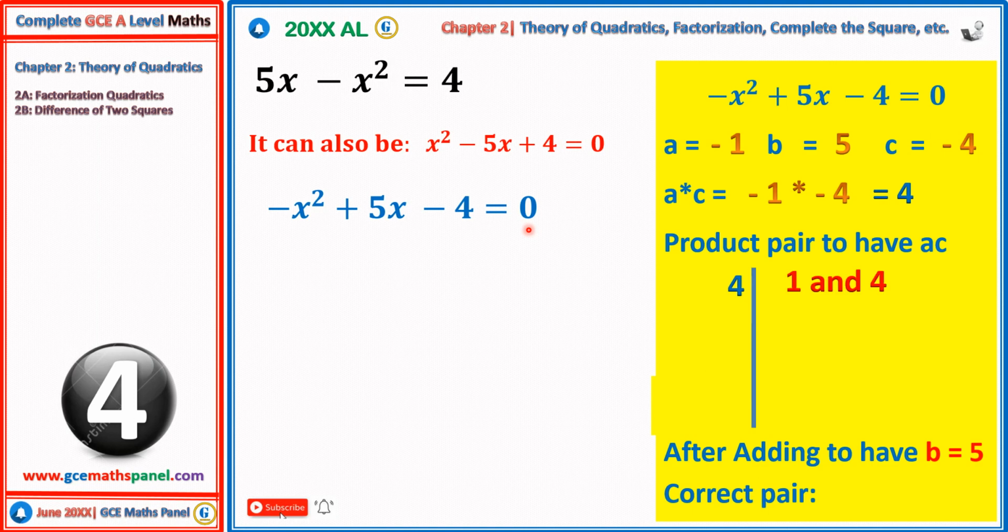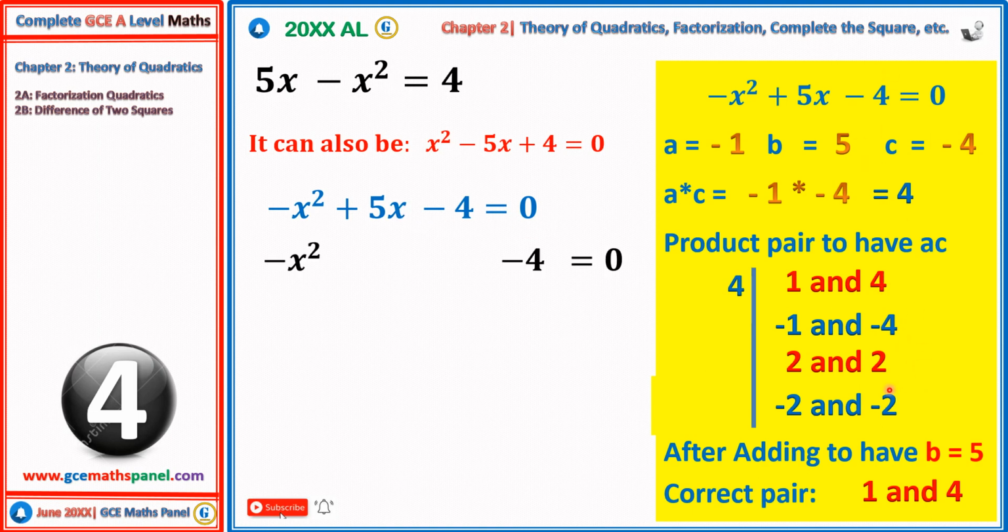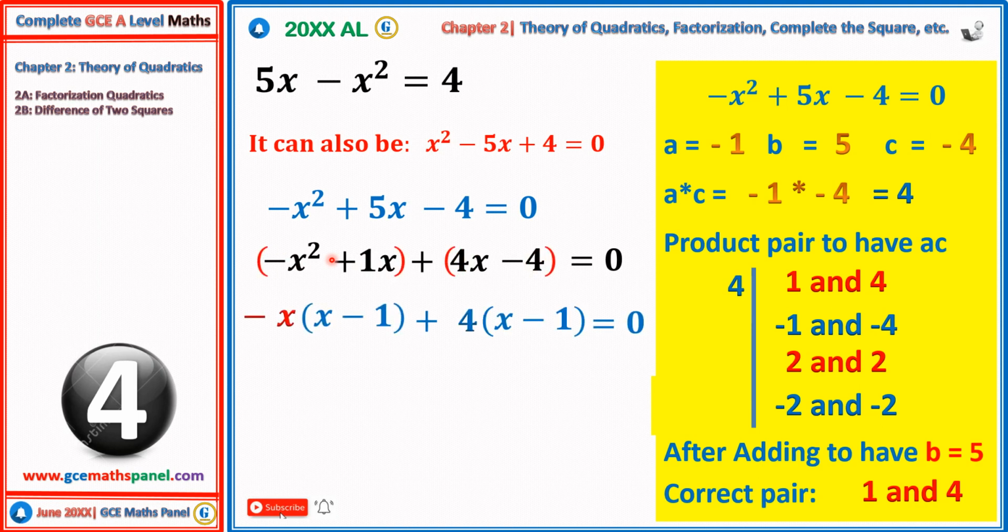Alright, so our AC is equal to 4, and pairs of factors of 4 that, when you multiply, you have 4: you have 1 and 4, minus 1 and minus 4, 2 and 2, minus 2 and minus 2. And when we add them, our b here is plus 5. When we add them, the first one gives us 5. So we are going to break this down into minus x squared plus 1x plus 4x minus 4 equals 0. We group them and factorize, as you can see, and this is what we have.